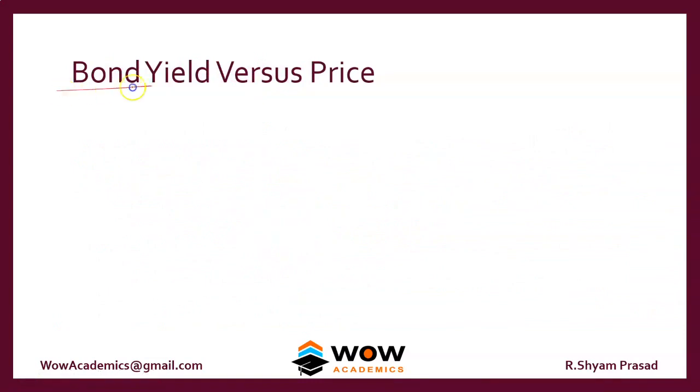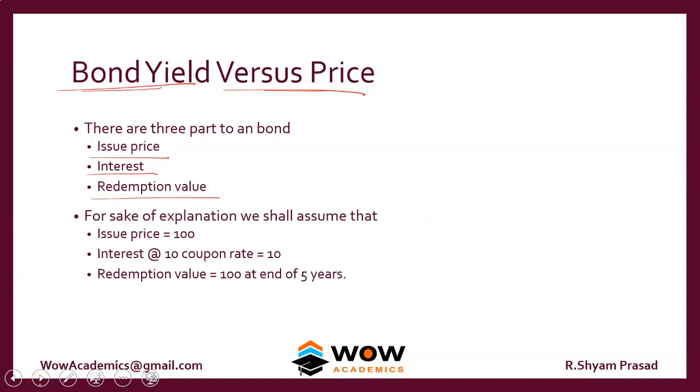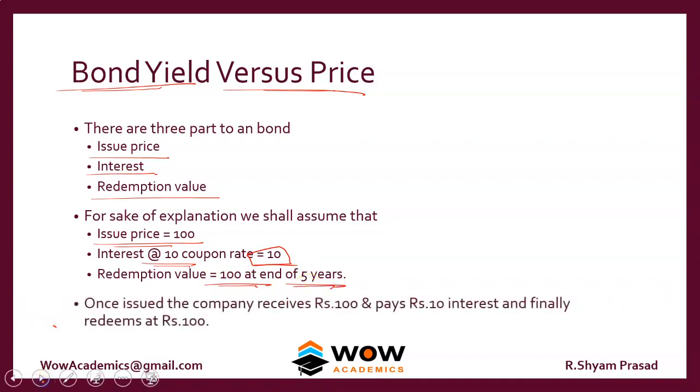So now we will discuss the relationship between the bond yield and the price. There are three parts to a bond: the issue price, the interest, and the redemption value. For the sake of explanation, the bond was issued at a price of 100. The company pays a 10% interest rate, so that is 10 rupees per year. The bond is bought back at 100 rupees at the end of 5 years. So it's a very simple and straightforward bond. Once a company has issued the bond, it receives 100, then it pays 10 rupees as interest every year, and it needs another 100 to redeem the bond at the end of 5 years.